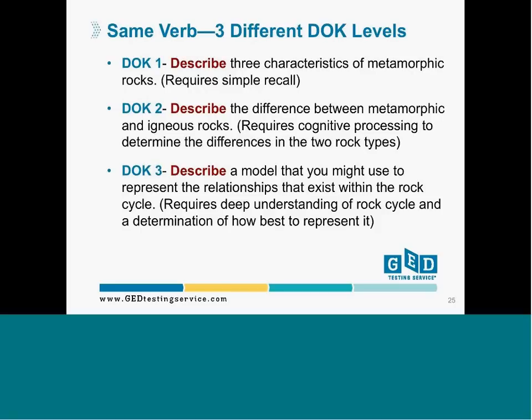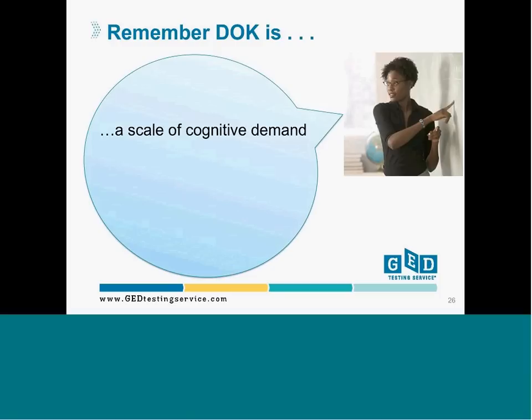But I'll go to a DOK 3, using the same verb and say, describe a model that you might use to represent the relationships that exist within the rock cycle. Then students have to have that simple recall, of course. They also have to be able to do differences, similarities, but they've got to go beyond that complexity-wise. They've got to understand that whole cycle and decide how they are going to represent it. Verb through DOK levels. There again, it is not about difficulty, time, even the verb. It's about complexity.